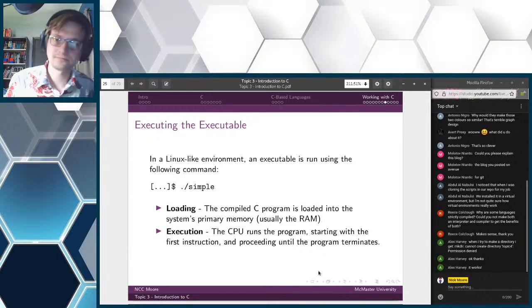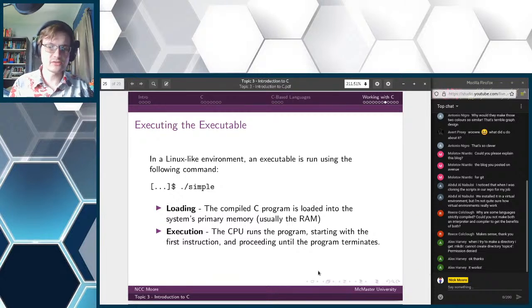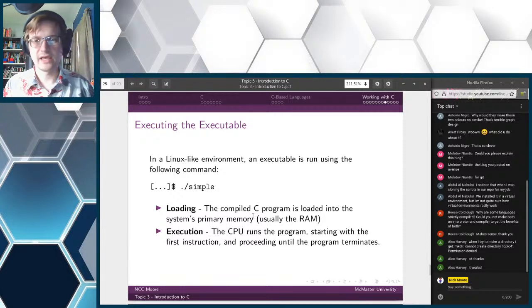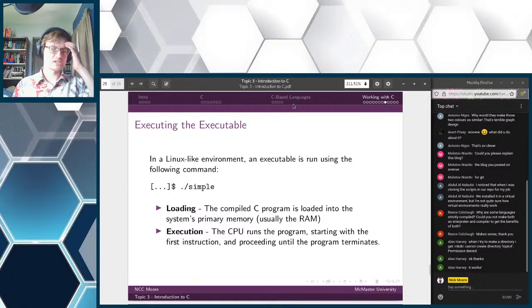So anyway, in a Linux-like environment, an executable is run using the following command: ./ then the name of the executable. Loading: the compiled C program is loaded into the system's primary memory, usually the RAM. And then, execution: the CPU runs the program, starting with the first instruction and proceeding until the program terminates. So, this is how you run a program. It loads it into the memory, and then it runs it.